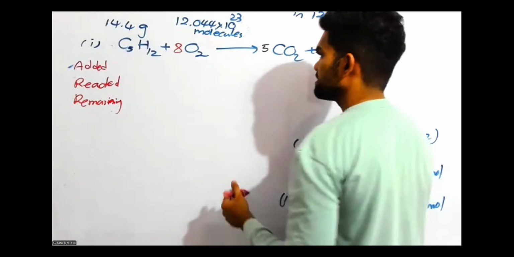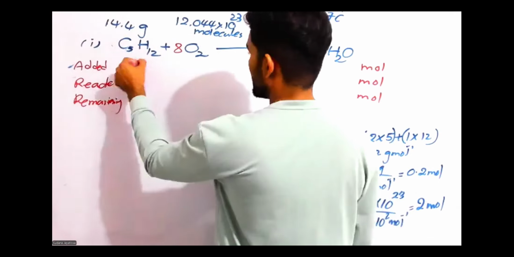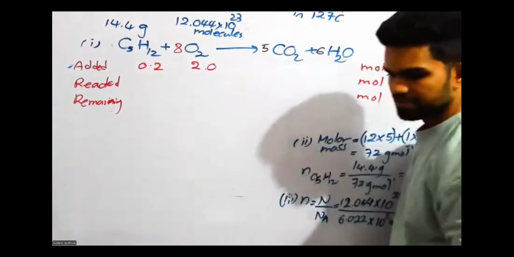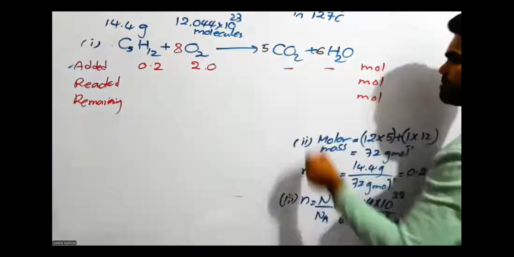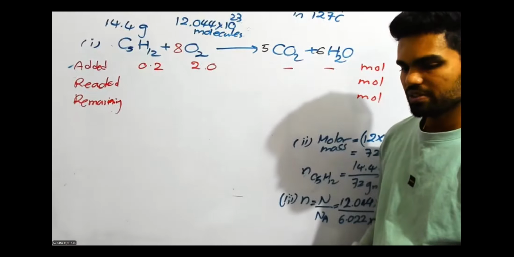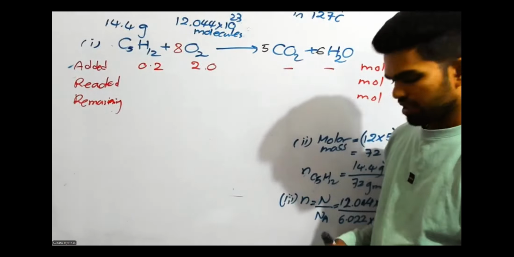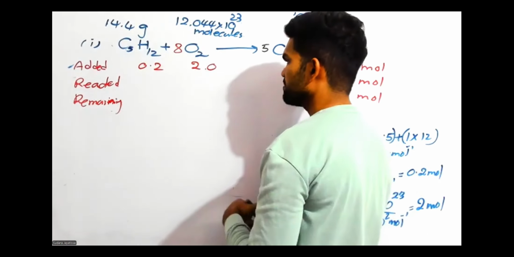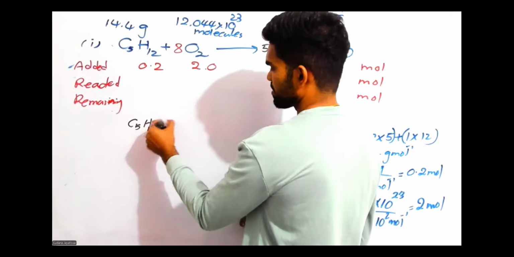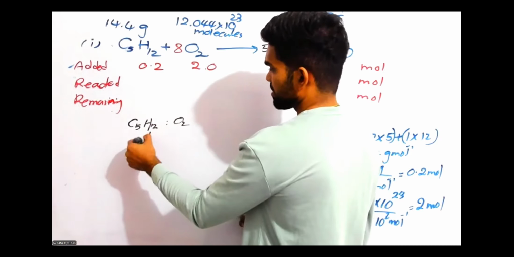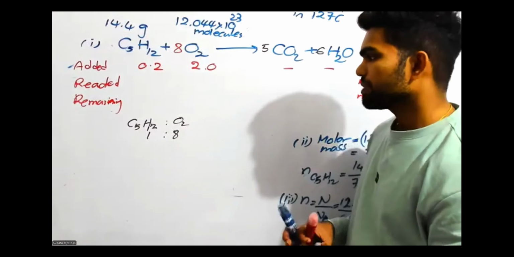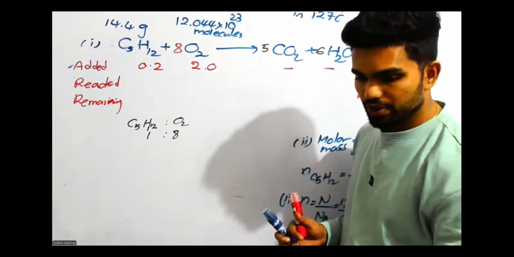So we have added C5H12, 0.2 moles. And of O2 you have added 2.0 moles. So which one is the limiting reactant? Okay, let's see how to identify that. Always you have to work with the ratio. Now the C5H12 to O2 ratio is what? 1:8. That means 1 mole of C5H12 is reacting with 8 moles of O2.